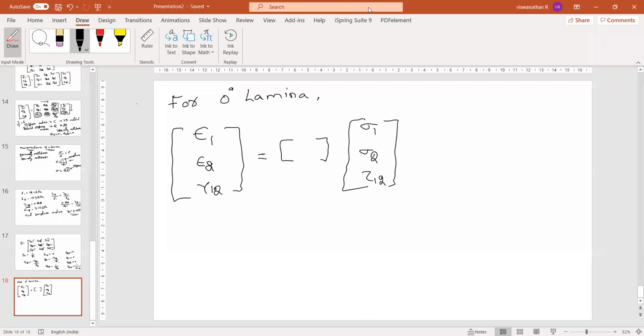Yes? Transformation, sir. Transformation. Anybody else? Q. Q. Anybody else? Yes, I think. Yes, you think. What is this? Compliance matrix. Compliance matrix. Okay.